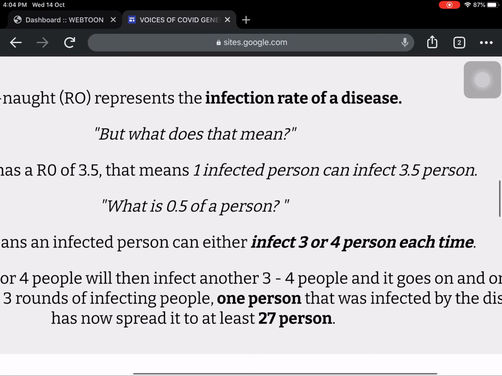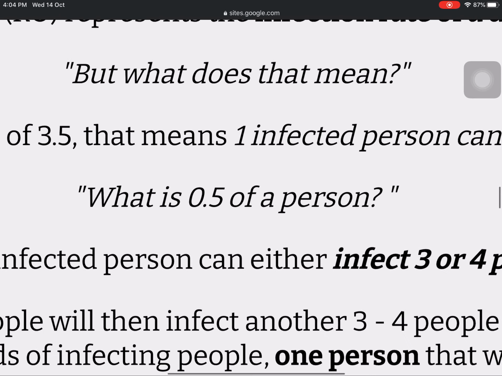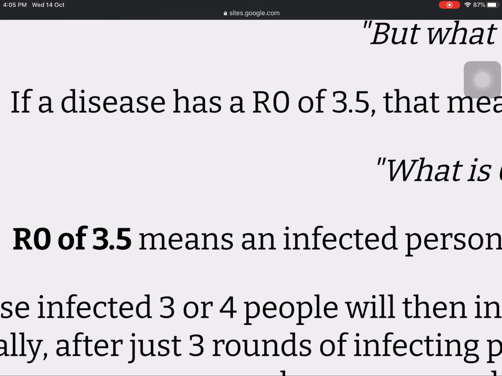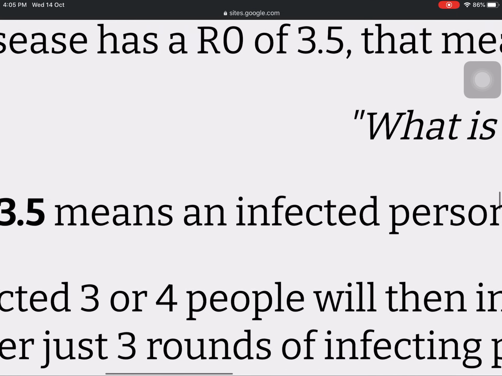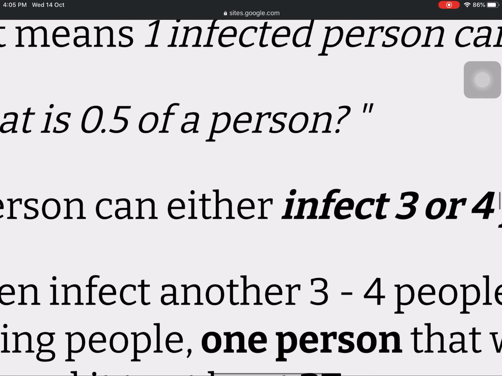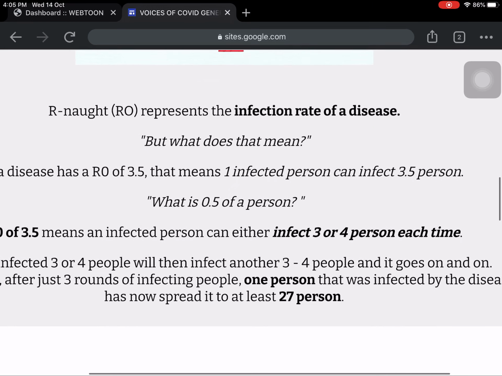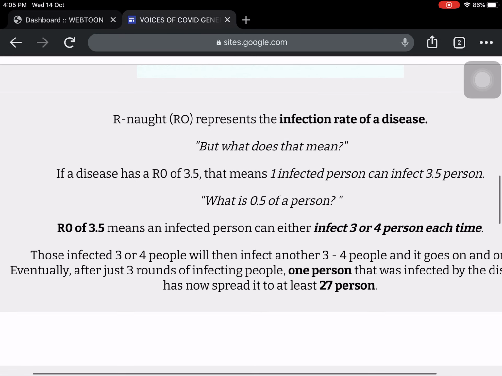So what does the 0.5 mean for a person? Is it you cut the person in half? No, it means, okay, let's say R naught of 3.5 means an infected person can either infect 3 or 4 persons each time. Okay, very clear. So not 3.5 people, but either 3 or 4 each infection stage, or cycle.